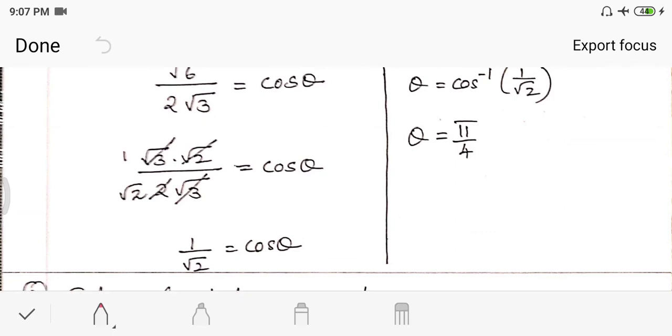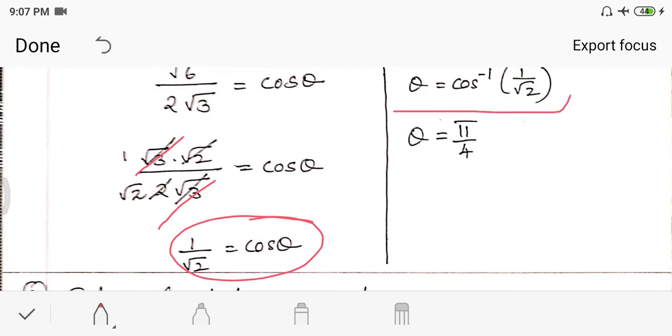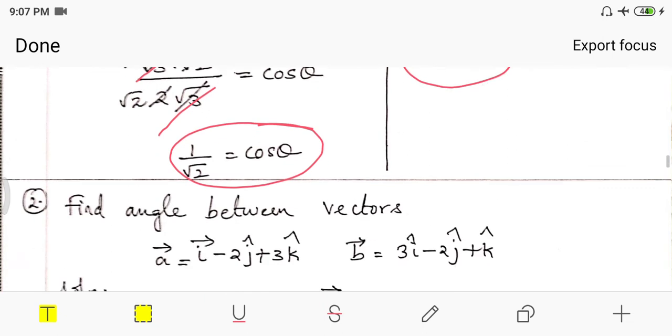Now root 3 and root 3 get cancelled. Then 2 has 2 root 2's, so when you simplify, you get 1 by root 2. Now we need to find the theta value. Theta equals cos inverse of 1 by root 2. When cos theta is 1 by root 2, theta is 45, so theta equals pi by 4. Okay, this is the answer for that.